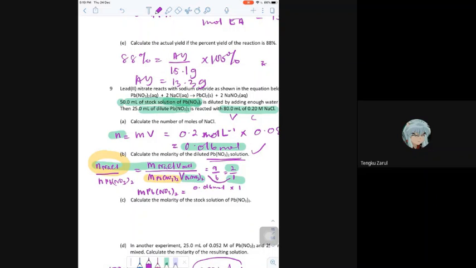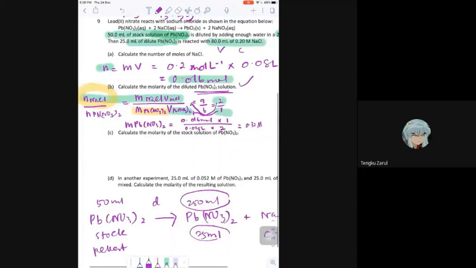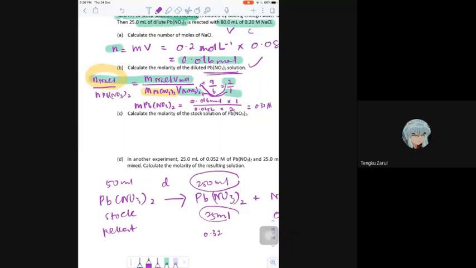Multiply with 1, cross multiply upward. And then over volume 0.025 liter multiply with 2. This 2, the a, goes down. So we will get the concentration will be 0.32 molar. So this is the concentration of the diluted lead nitrate. And then we have to calculate the molarity of the stock solution. The concentration here is 0.32 molar.